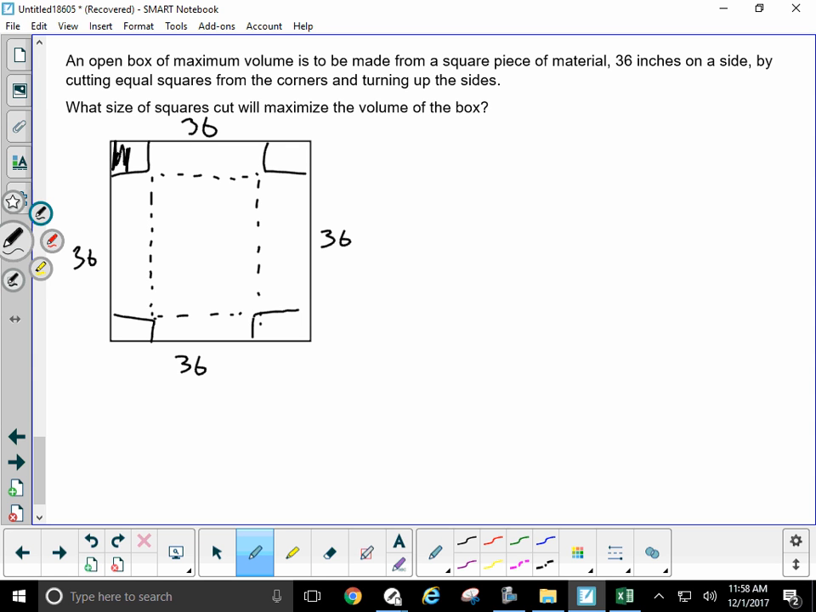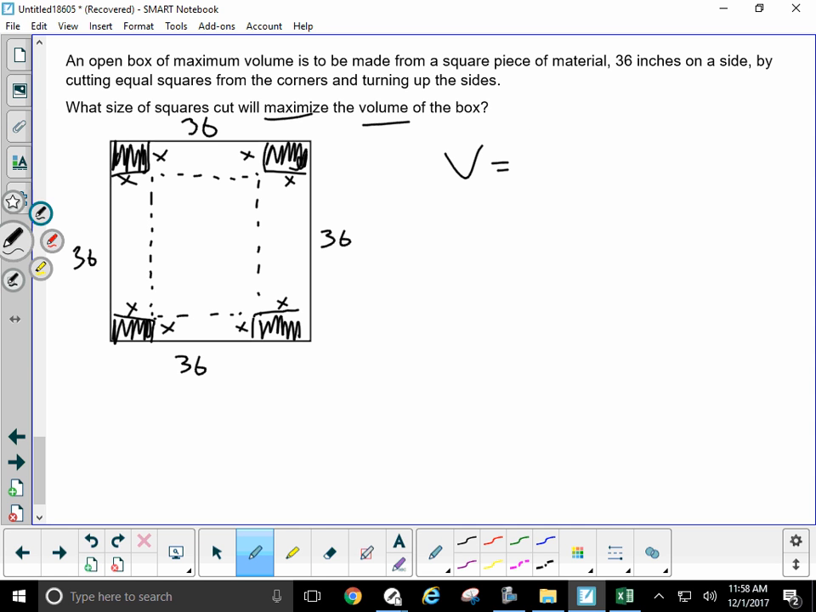So these get cut out. Do we kind of see how the box is made? Now, we don't know how big this is, so we're going to denote the lengths of these square cuts as x. Okay? And I want to maximize the volume of the box.